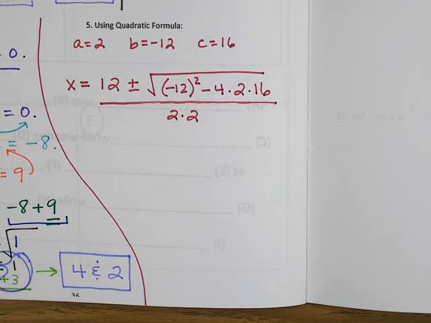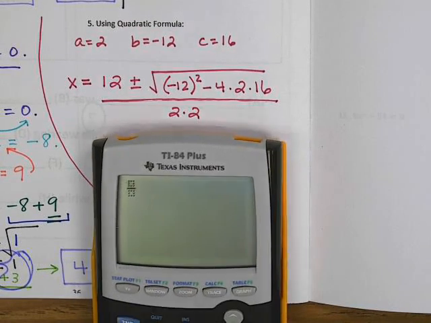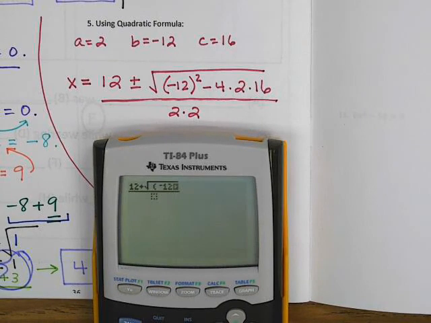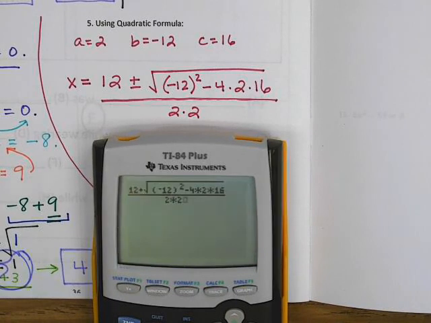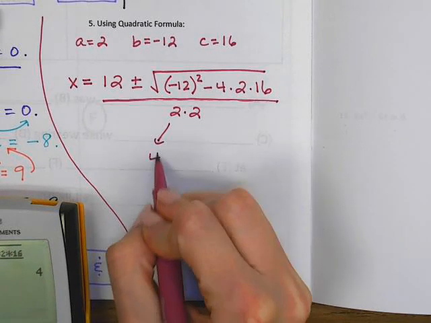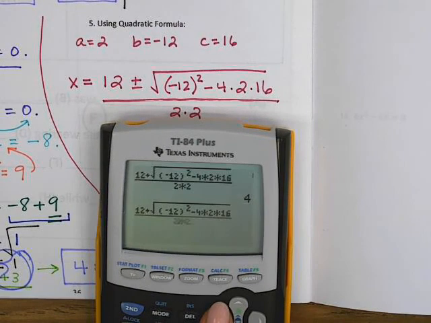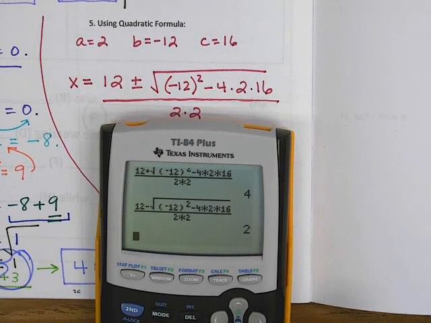All right, type it in the calculator, once with the plus and once with the minus, and let's get our 2 answers. I'm going to do the plus first: 12 plus the square root of (negative 12) squared minus 4 times 2 times 16, all over 2 times 2. First answer is 4. We knew that was coming. And then the negative version, guess what it is, guys? Let's see if you're right. We'll make it a minus, and it's 2.